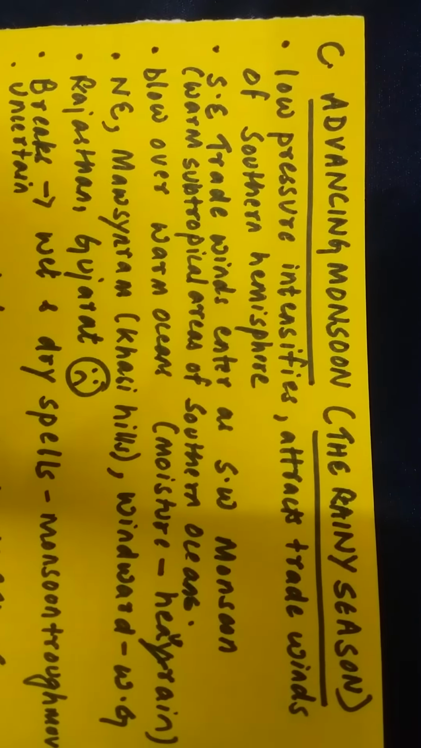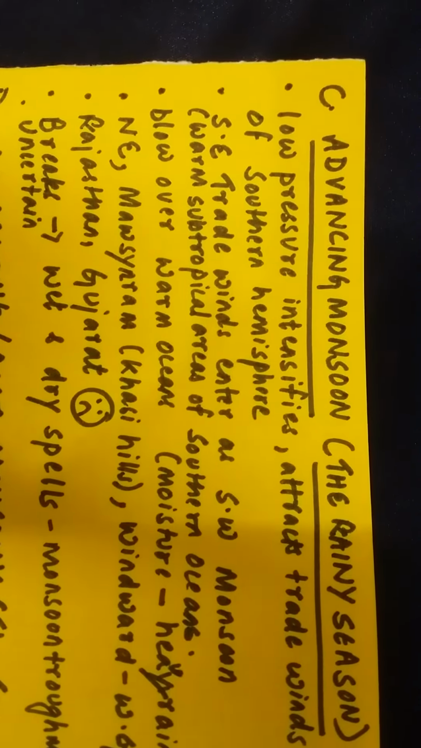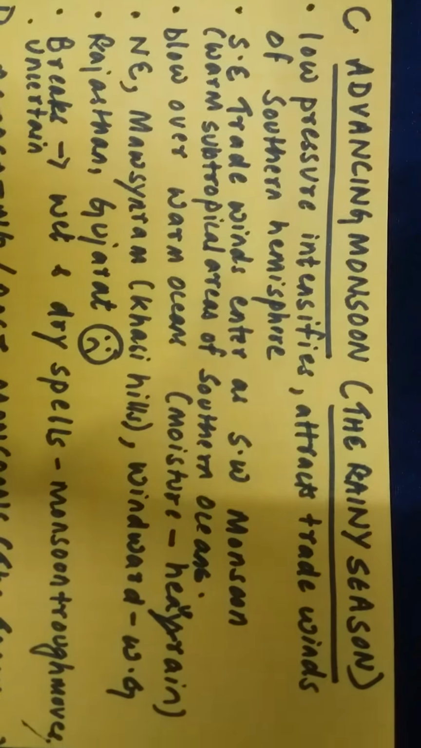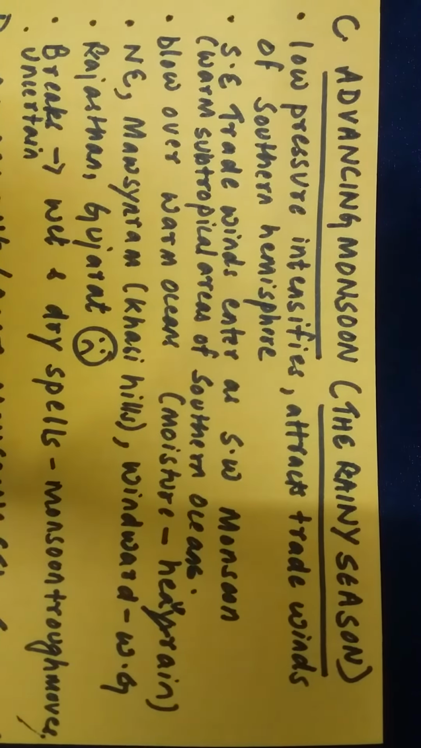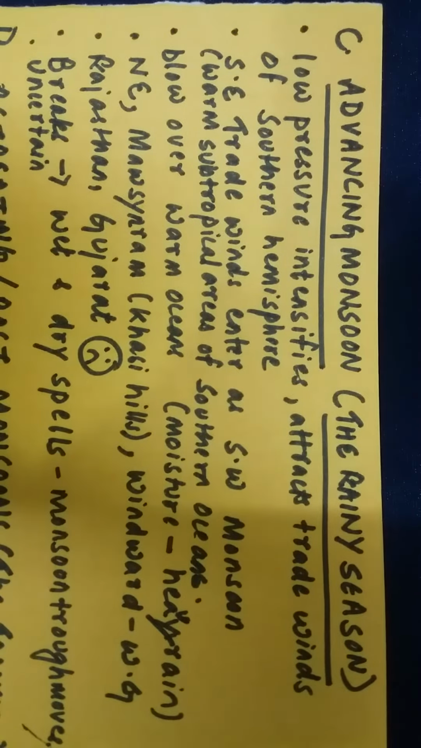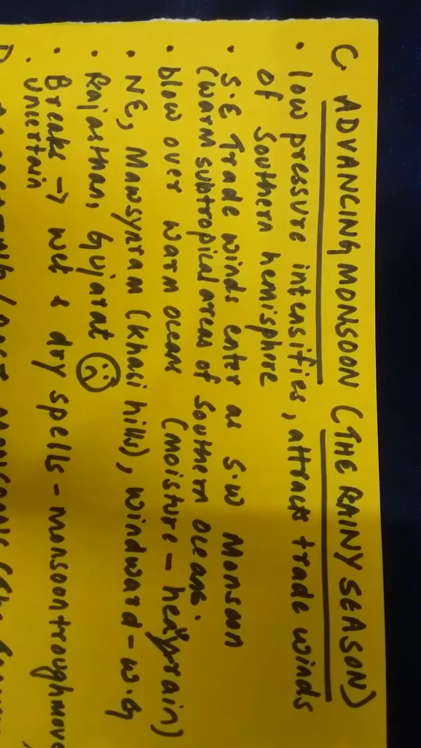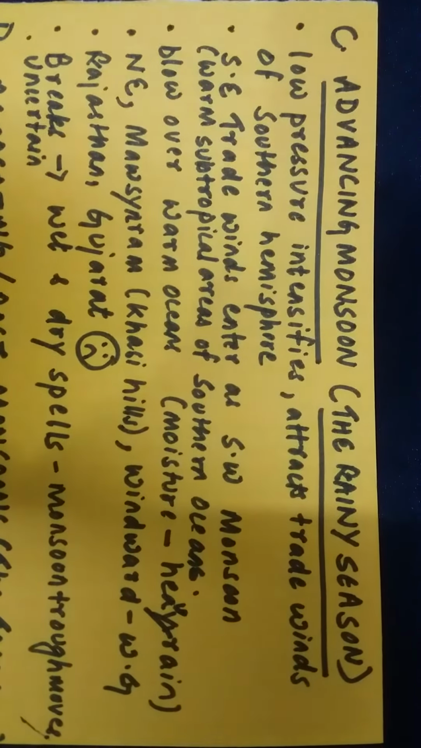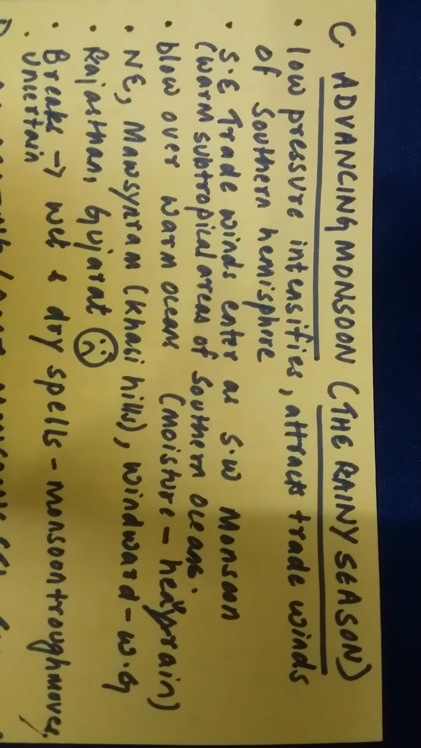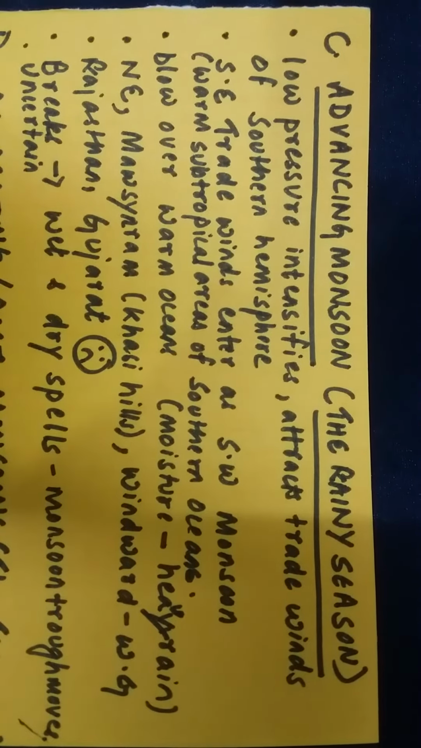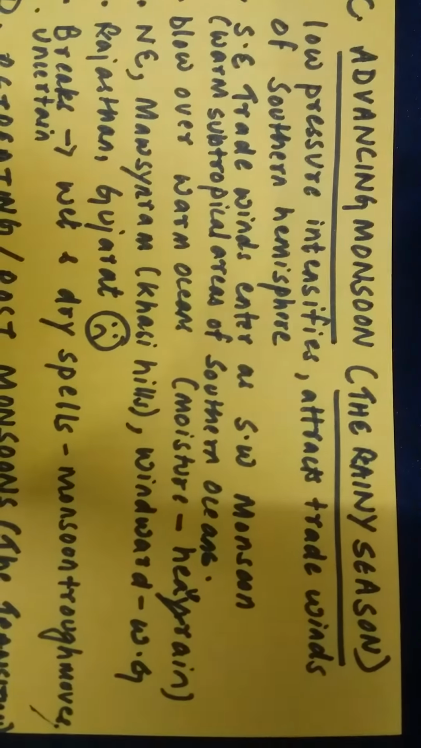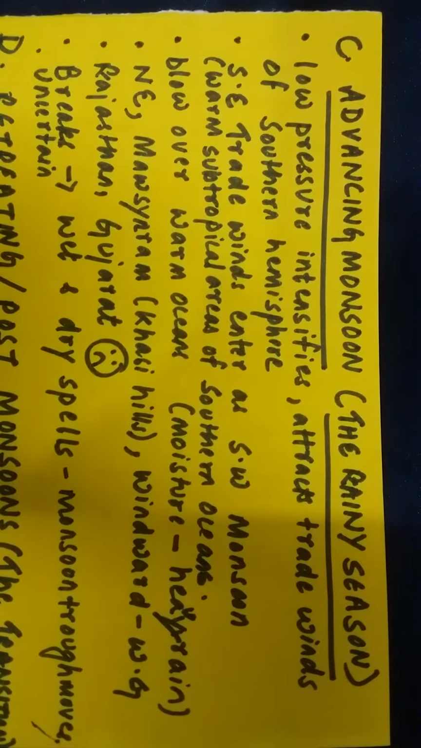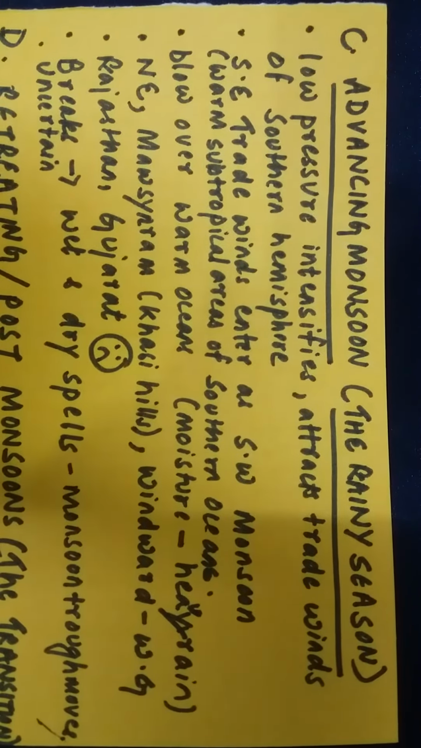First we did the winter season, then we did the summer season. Now coming to the advancing monsoon or the rainy season. I'll just briefly go through it because we have discussed this in part 3. Over here, as you know, the low pressure intensifies for several factors. It attracts the southeastern trade winds from the southern hemisphere, which enter the continent as southwest monsoons. These trade winds are attracted from the warm subtropical areas of the Southern Ocean.